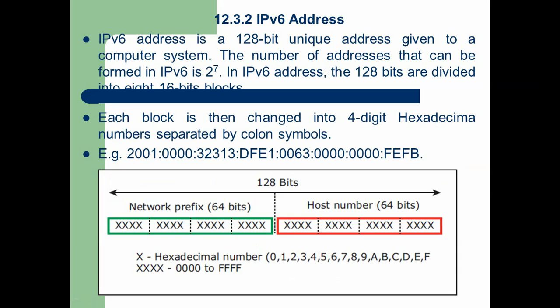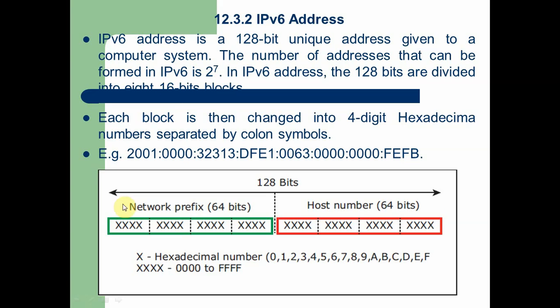In the same way IPv6 also works, but here the number of bits is increased from 32 bits to 128 bits, because the number of computers has also increased. When the number of computers increases, the length of the address also has to increase. The number of addresses that can be formed in IPv6 is up to 2^128, that is 128 bits per computer. So an IPv6 address contains 128 bits, divided into 16-bit blocks.